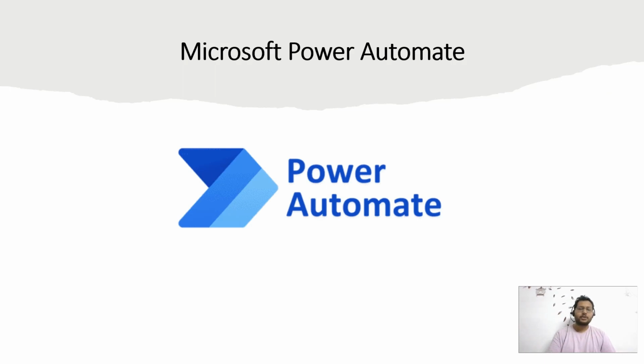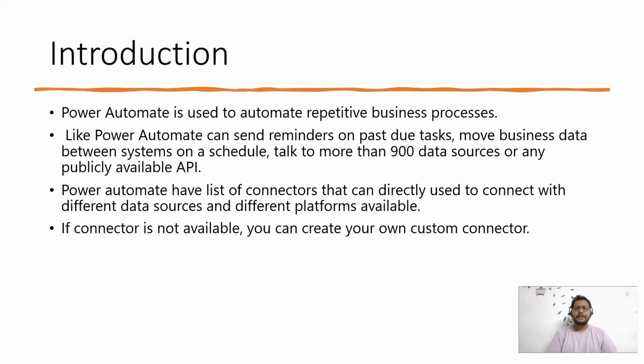So in this video, I will talk about Microsoft Power Automate, which is used to automate different things. Power Automate is basically used to automate repetitive business processes and any kind of repetitive task. With Power Automate, you can send reminders on past due tasks. You can move your business data between the systems on a schedule. You can connect with more than 900 data sources or any publicly available APIs.